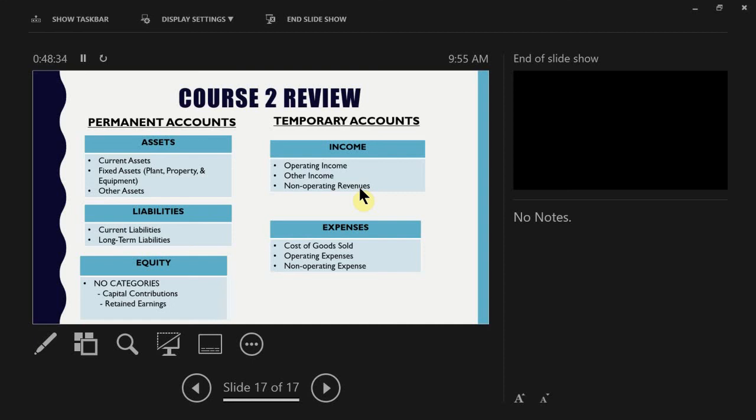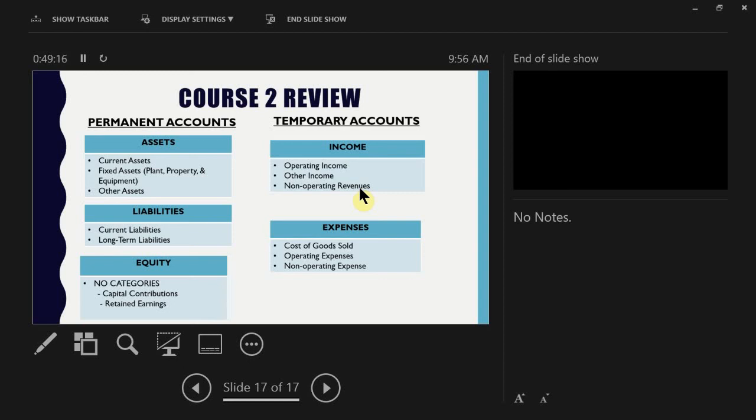So again, assets only have three categories, right? Current, fixed, and other. Liabilities only have two categories, current and long-term. Equity, no categories. However, things that you would normally see that increase and decrease equity would be capital contributions and owner's withdrawal, or in other words, retained earnings for corporations.